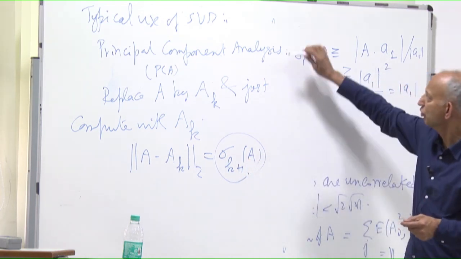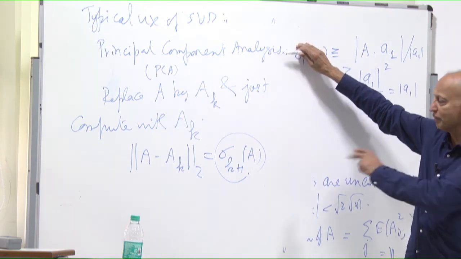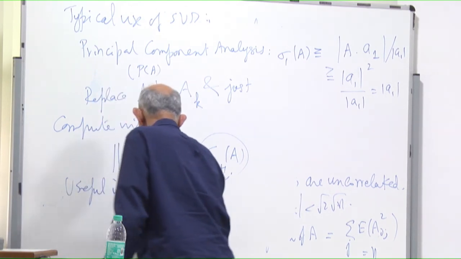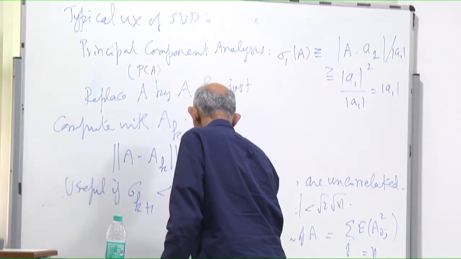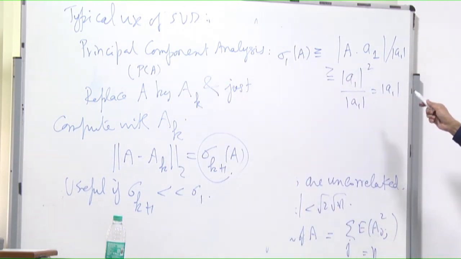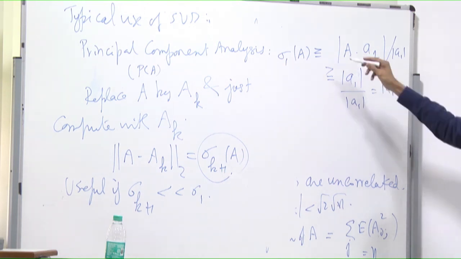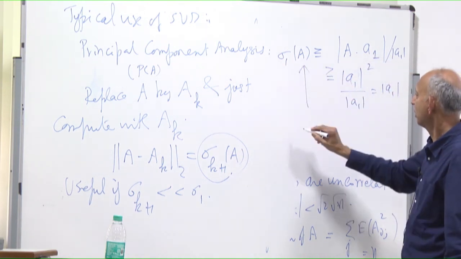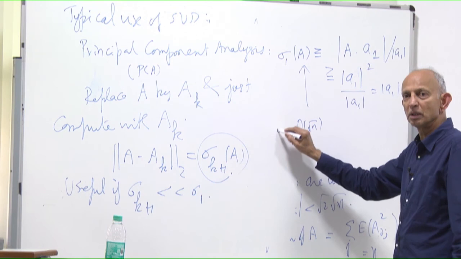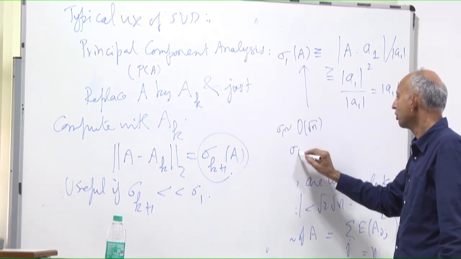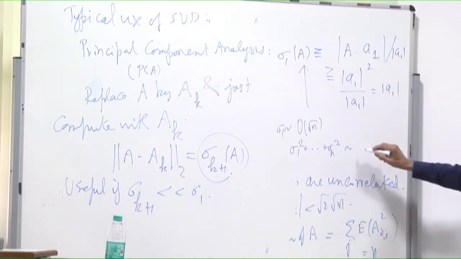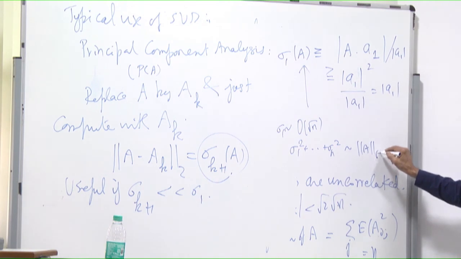So in practice, you use this a lot for matrices which have this property. So it's useful if sigma k+1 is much, much smaller than sigma 1. But for random matrices, that's not true, because sigma 1 itself, for a random matrix, is order root n. And the sum of the squares of all of them is n squared, right? That's the Frobenius norm, which is order n squared.